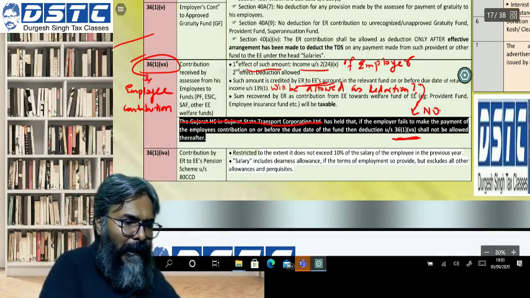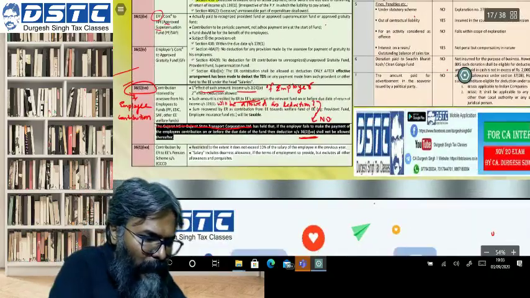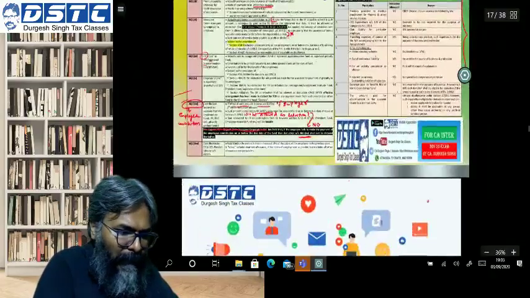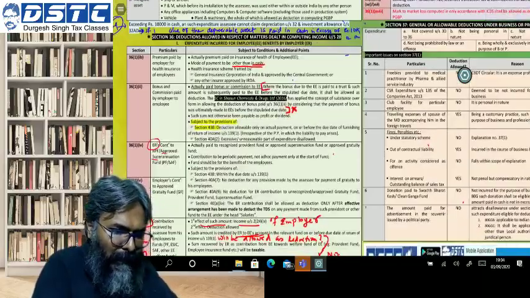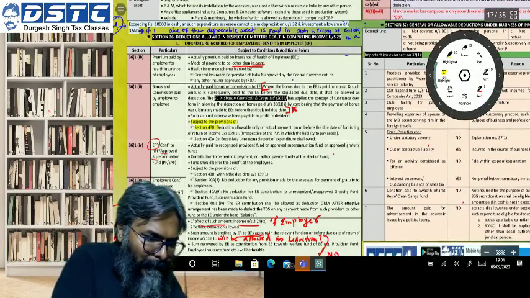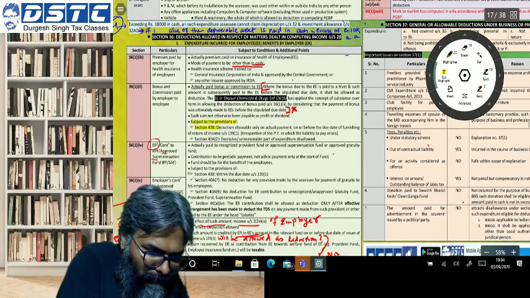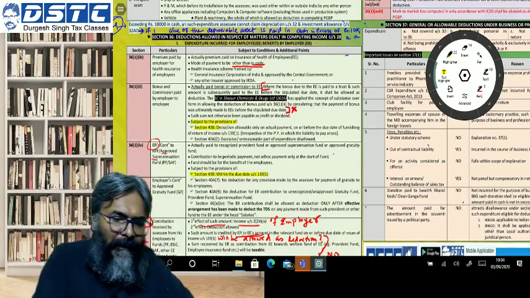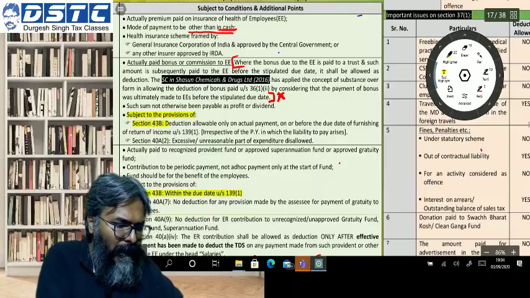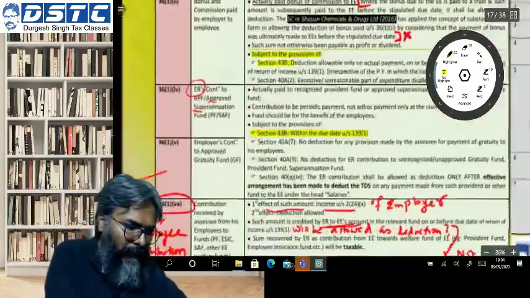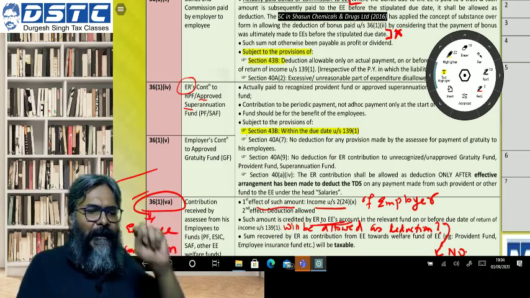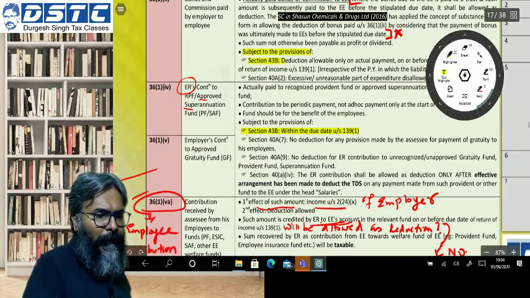For your contribution, the employer contribution, you don't have to worry. Why? Because for the employer contribution, students, be careful, you have that magical 43B as the provision. Within the due date of 139(1), this is for whose contribution? 36(1)(iv) and 36(1)(v) is for whose contribution? This is for the employer contribution. So that which is highlighted in 43B, within the due date of 139(1), is meant for the employer contribution.